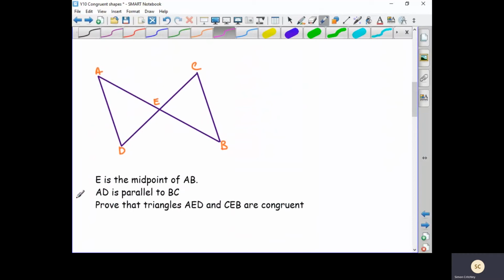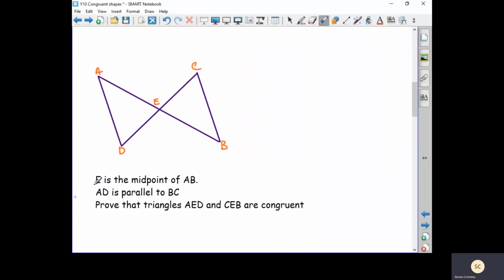Okay, what about this one here? We're told that E is the midpoint of AB. So straight away, I'm putting little dashes on here because AE must be the same length as EB. AD is parallel to BC. So those lines are parallel, put little arrows on there to demonstrate they're parallel. Prove that triangle AED, this triangle here on the left, is congruent to the triangle CEB. CEB is this one here.